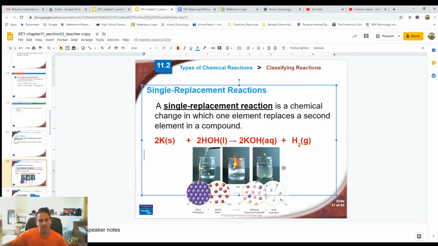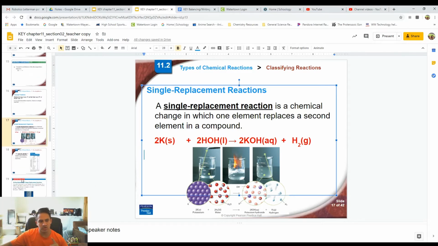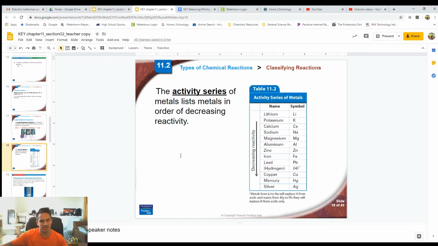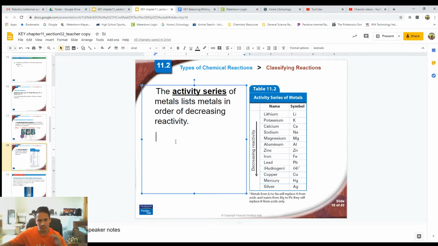All right, now one thing that we need to make note of here is when we are doing single replacement reactions, there is something that we need to use to determine whether or not these reactions will happen. And it's known as the activity series. The activity series is a list of metals in order of reactivity, from most reactive at the top to least reactive at the bottom.